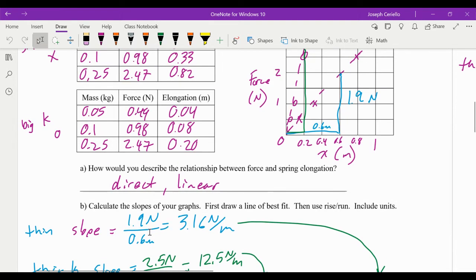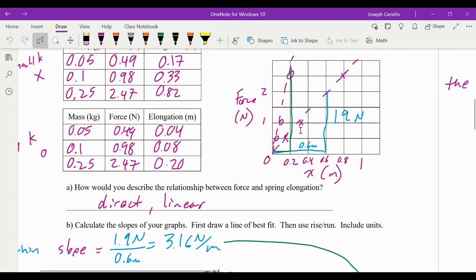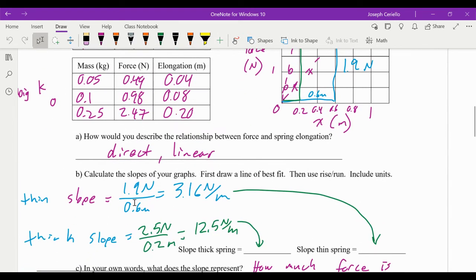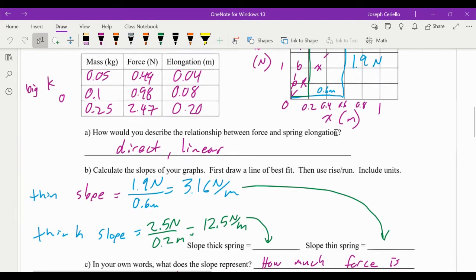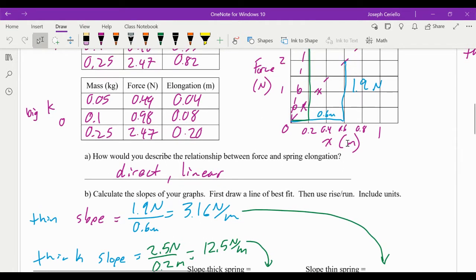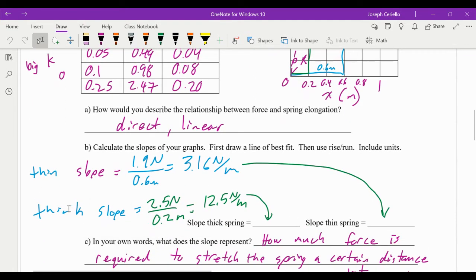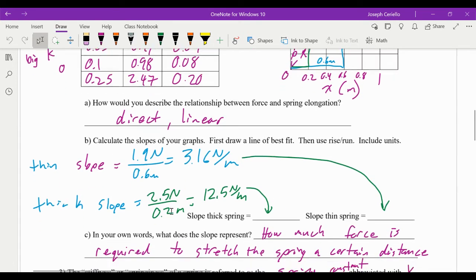So finding the slope of the thinner one, which was the shallower, less steep slope, using rise over run, because we must always use rise over run, of our line of best fit, we got 3.16 newtons per meter, because it's always the y unit, which is newtons, over the x unit, meters. Now, the thicker spring, it looks like our slope was 12.5 newtons per meter.